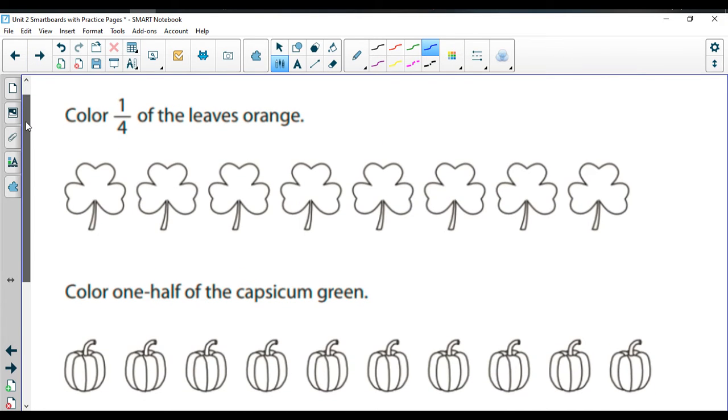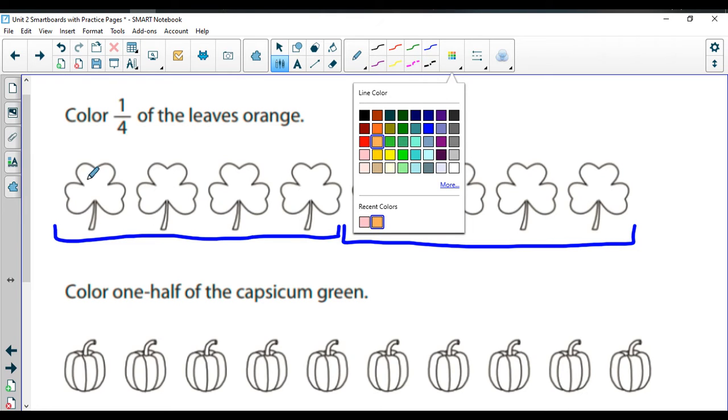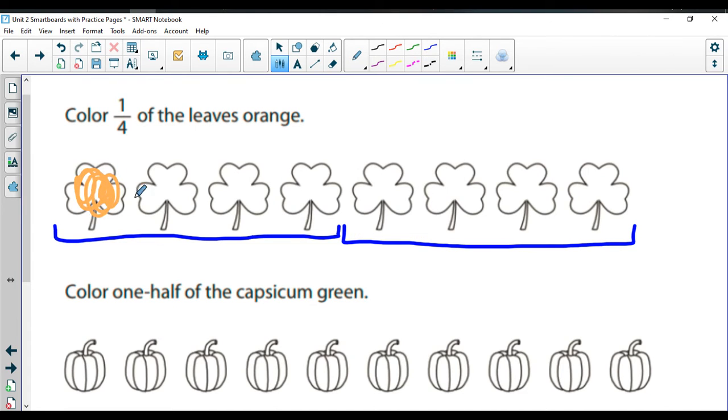In the next ones, color a fourth of the leaves orange. Again, if you did not pick orange, it's perfectly fine. I would have expected you to split these into groups of 4 because 1/4 has 4 parts to it. And we're going to go ahead and color 1/4. So in each group of 4, I'm going to color 1. In each group of 4, I'm going to go ahead and color 1.